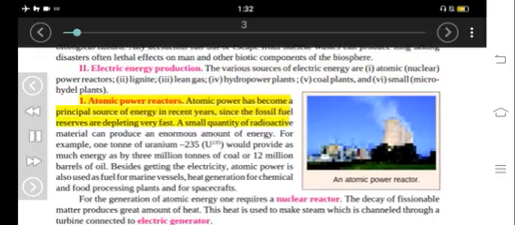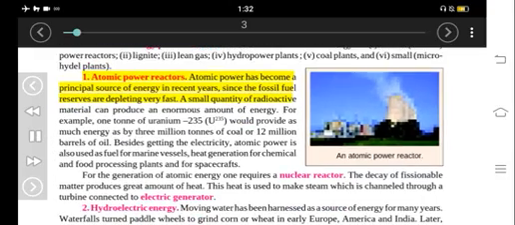Atomic power has become a principal source of energy in recent years, since the fossil fuel reserves are depleting very fast. A small quantity of radioactive material can produce an enormous amount of energy. For example, 1 ton of uranium-235 would provide as much energy as 3 million tons of coal or 12 million barrels of oil. Besides getting the electricity, atomic power is also used as fuel for marine vessels, heat generation for chemical and atomic power reactor, and food processing plants and for spacecrafts.